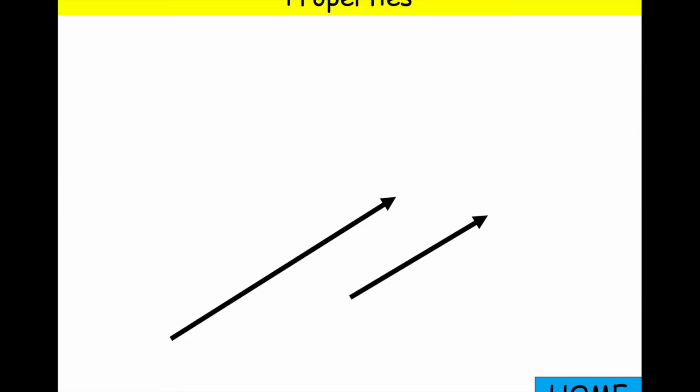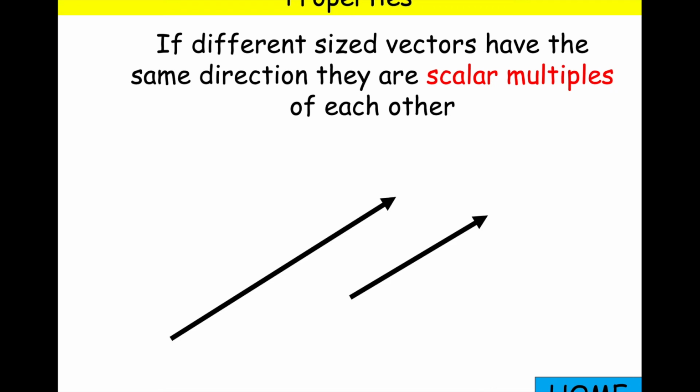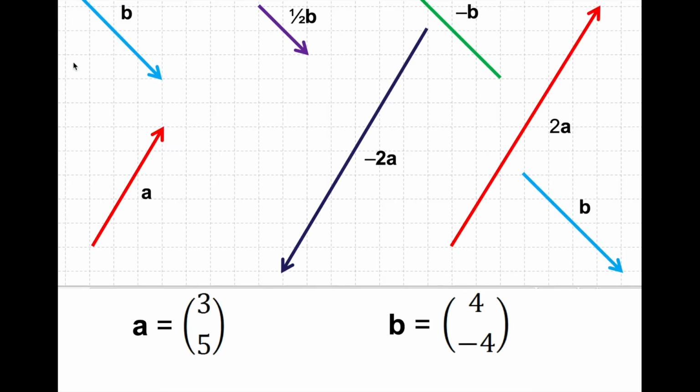That brings you to the next property. If different size vectors have the same direction, they are scalar multiples of each other, just like in this case, vector a and vector 2a. They are both in the same direction, so they are multiples of each other.